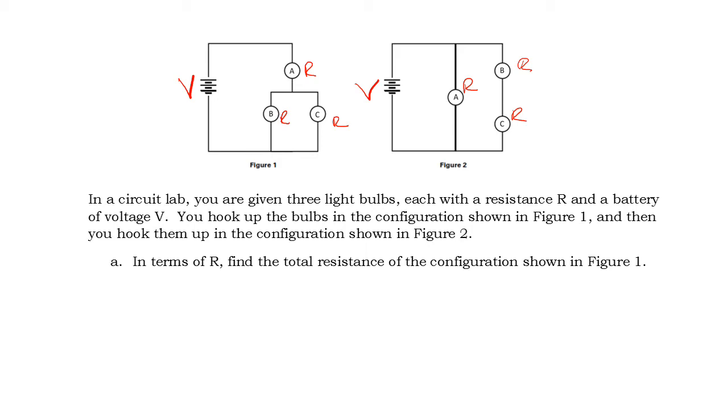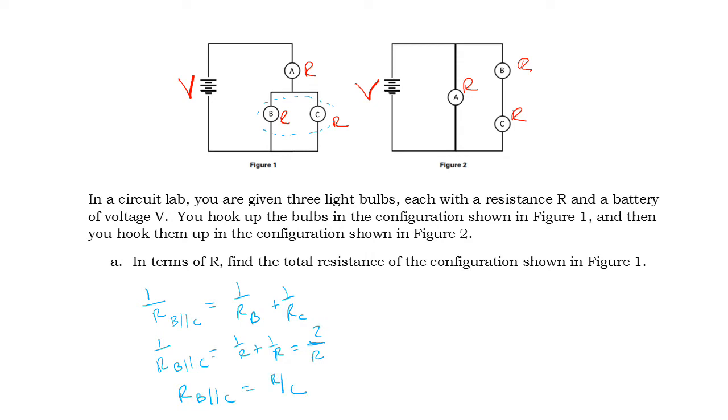And so what I'll do with configuration number 1 is I will combine these two guys, which are in parallel. And so I have 1 over R_B in parallel with C is equal to 1 over R_B plus 1 over R_C. So 1 over R_B in parallel with C is equal to 1 over R plus 1 over R, which is 2 over R. And so R_B in parallel with C is R over 2.